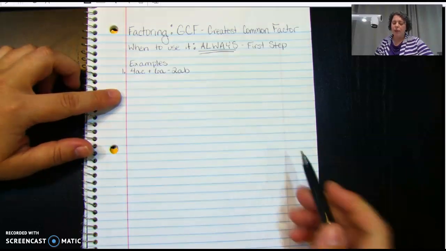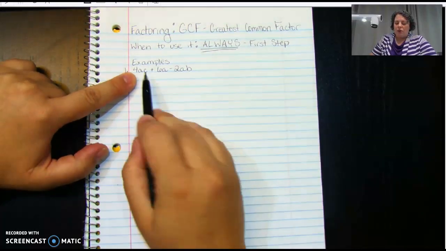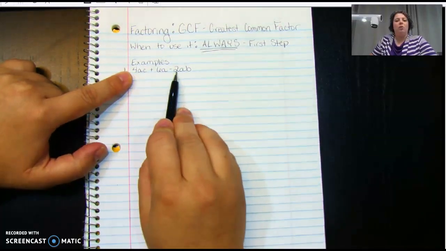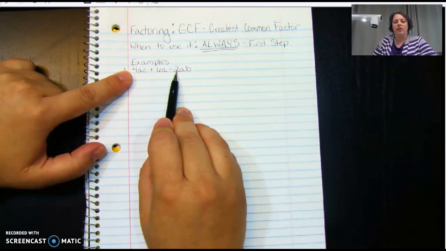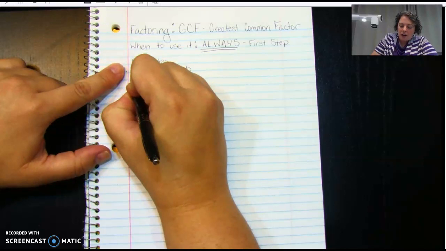All right, so first thing we want to do is look at the numbers. So we have 4, 6, and 2. What is a number that 4, 6, and 2 are all divisible by evenly? So they're all divisible by 2. So I'm going to put a 2 out in front.